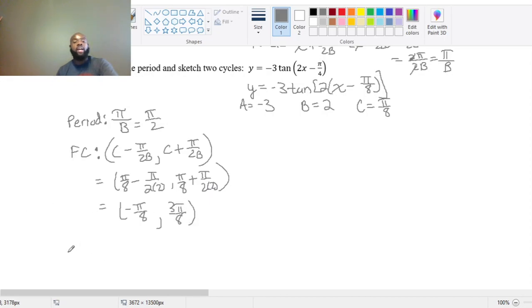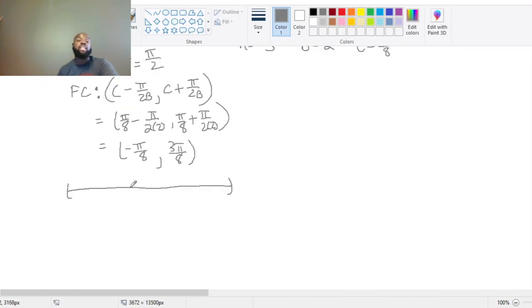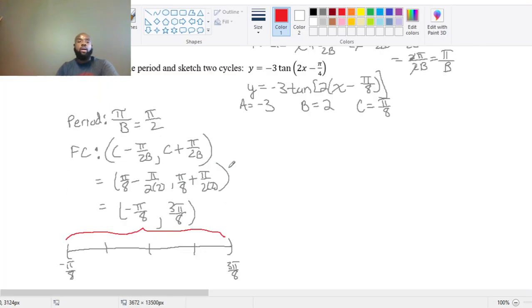So my fundamental cycle has allowed me to now use the same method that I used before with the sine and cosine functions. What I can do is divide my fundamental cycle into 4 equal subintervals. We know that the full length of the subintervals is the same value as our period. And to get the width of each of those subintervals, we divide our period by 4, taking a fourth of it. That means multiplying the denominator by 4, we get pi over 8.